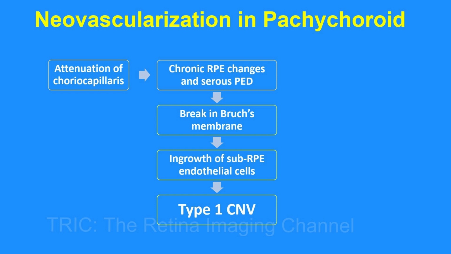Since the choriocapillaris is thinned out and attenuated, there is a local ischemia which leads to chronic RPE alterations and serous PEDs, and ultimately there happens a break in the Bruch's membrane and endothelial cells grow in the sub-RPE space, leading to formation of vascular tubes, which is called type 1 CNVM. This type 1 CNVM is basically the pachychoroid neovasculopathy.